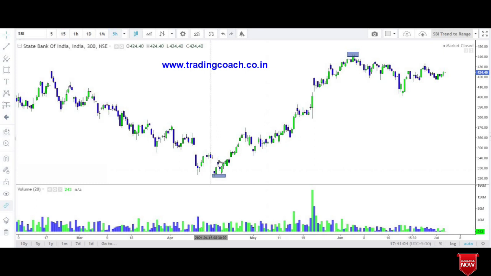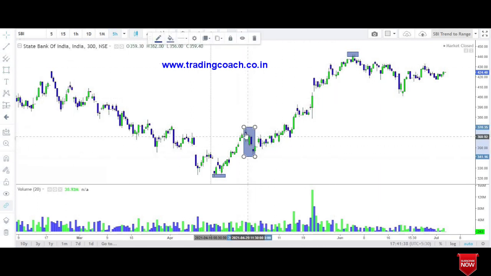So first of all, you can see that the stock prices have actually been in a trend ever since 19th of April. From 19th of April till 3rd of June, the prices consistently made higher highs. You can see a very good uptrend here. The stock prices consistently went up. And within this particular uptrend, we had a lot of retracements.